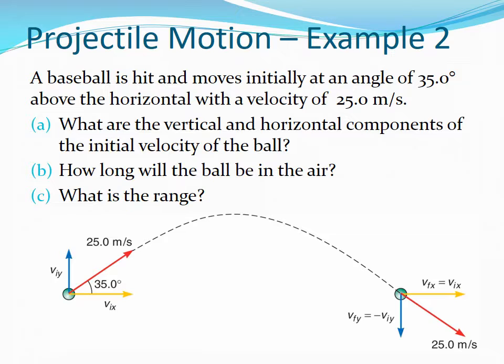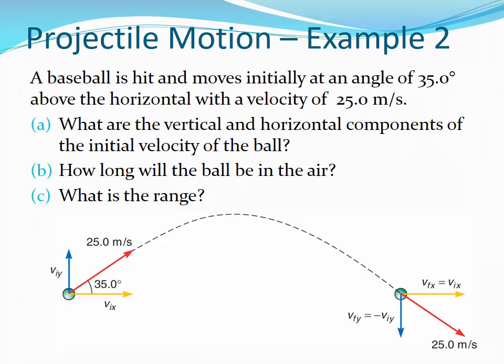A baseball is hit and moves initially at an angle of 35 degrees above the horizontal with a velocity of 25 meters per second. What are the vertical and horizontal components of the initial velocity of the ball? How long will the ball be in the air? And what is the range?